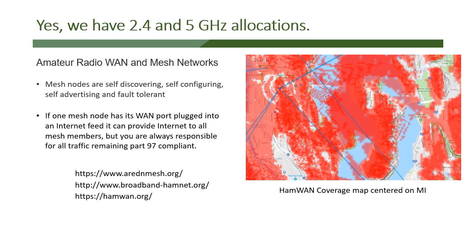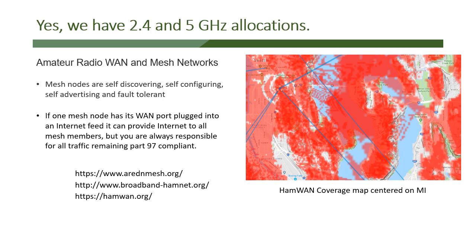And yes, as I mentioned, we have allocations around the 2.4 and 5 gigahertz bands, and we do have amateur radio operators who set up mesh networks and wide area networks. You can learn more about them by searching on the AREDN Mesh Network, HamNet, HamWAN, or Ham Mesh Networking, and you'll see that there are networks around the city in different capacities. They will have at least one node that's attached to the internet. So yes, you are able to surf the internet using amateur radio frequencies and essentially be off Comcast for all intents and purposes.